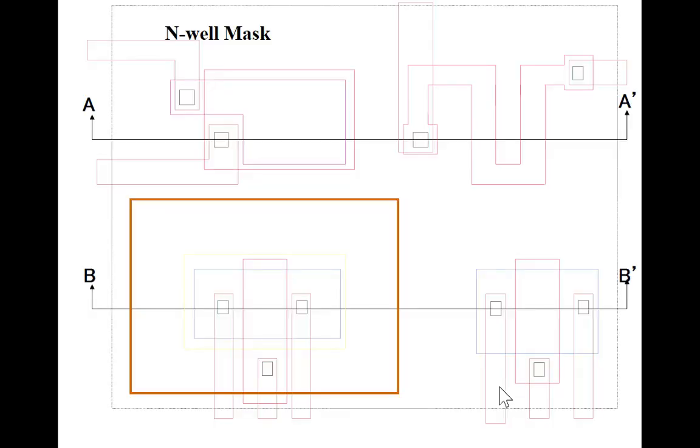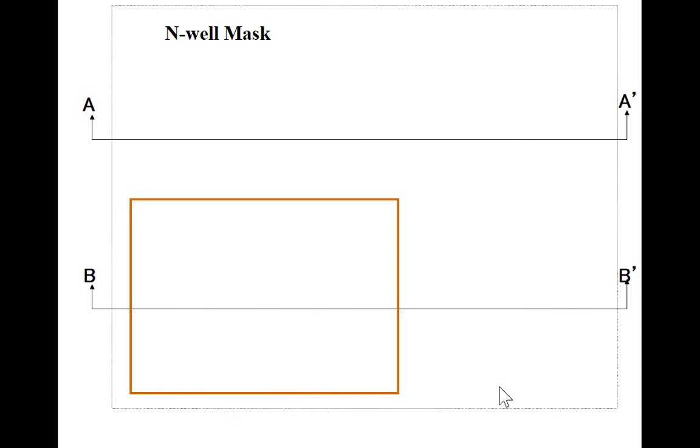So I've highlighted the N well mask. This is gold here. These other masks wouldn't be present yet, so I've dimmed them because they're coming later. So on the first mask, you just have an opening, and the opening would be inside this gold region here. So here's the mask features. We don't see that mask on the A A prime cross section because there's no N well underneath this material on top.